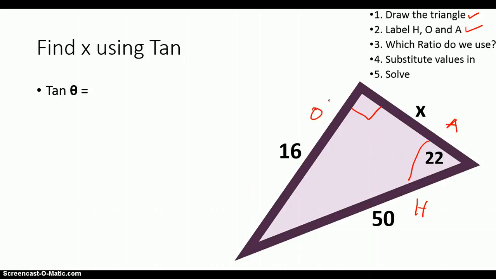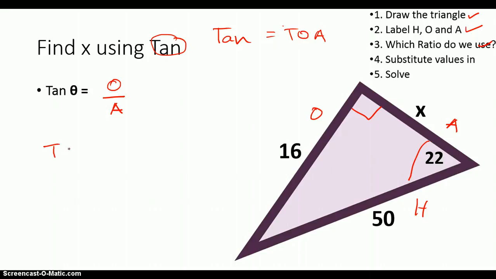Which ratio do we use? Well, with the previous question it's a bit different, but here it's actually explicitly told us to use tan. And if you remember what tan is, equal to TOA, which means tan theta is equal to O over A. Done. We'll substitute the values in.